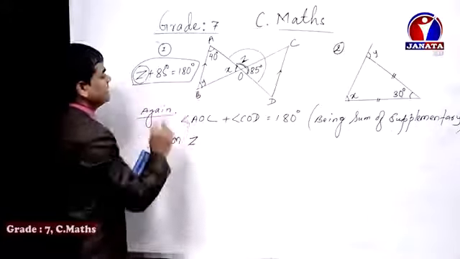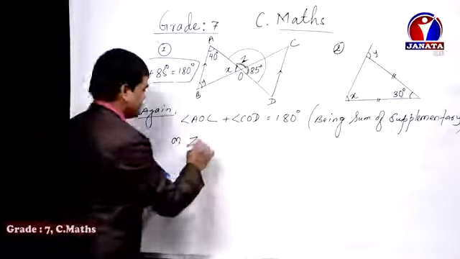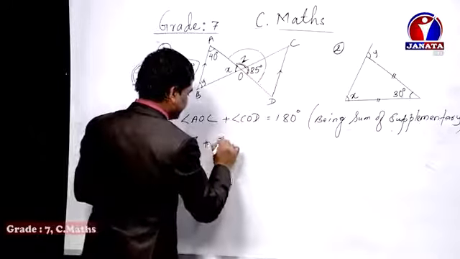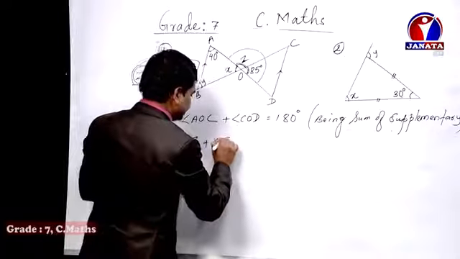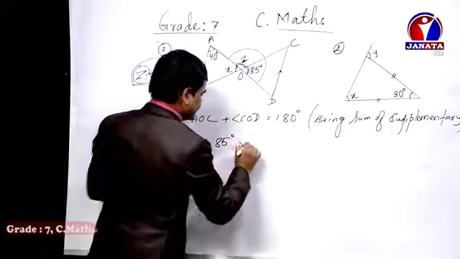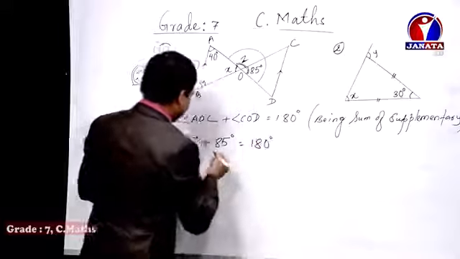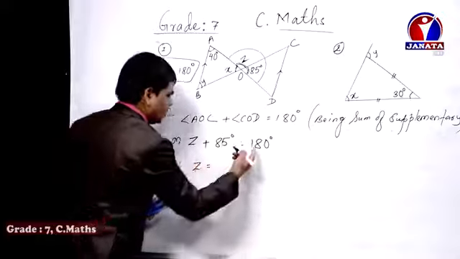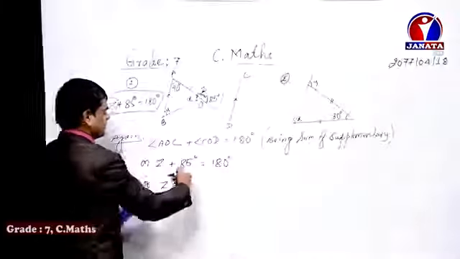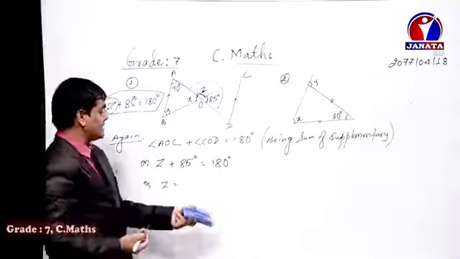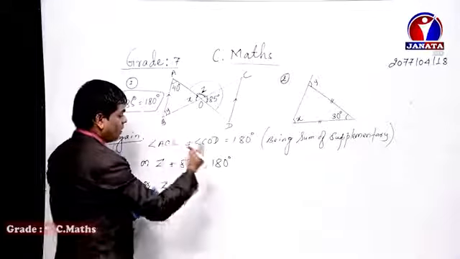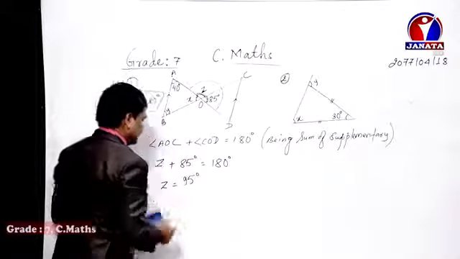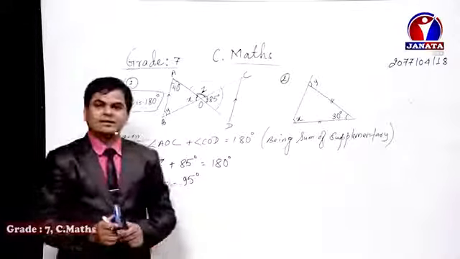Now we will copy this statement: angle z plus angle COD. What about COD? COD is already given in the question as 85 degrees, isn't it? 85 degrees equals 180 degrees, and then we will find out the value of z. What will it be? z equals 180 degrees, taking this 85 degrees to the right hand side, it will be minus from 180 degrees, and the value of z comes as 95 degrees. So directly, z equals 95 degrees.